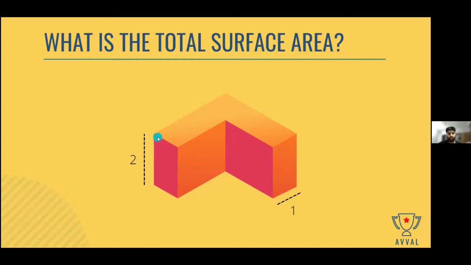Now let's look at these surfaces here. This surface is the same as this surface. Okay? Because the height here is 2 and the breadth, what is the breadth? It's 1. Okay, so I've got 2 surfaces here, which are rectangles with side 2 and breadth 1. So what is the area of this rectangle?